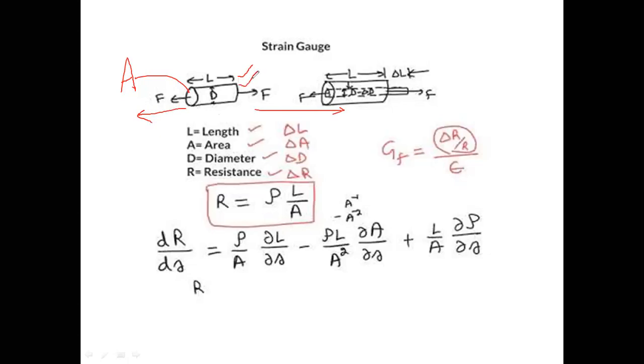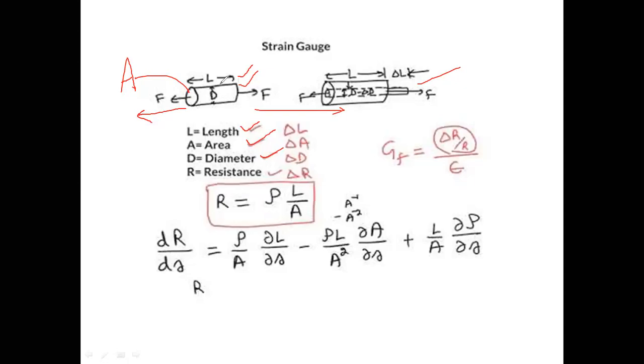If I stretch this strain gauge material, what will happen? The length of wire will increase and the diameter of wire will decrease. Let delta L be the change in length. L is the length, A is the cross-sectional area, and D is the diameter of this strain gauge material. So R equal to rho L by A is the resistance of strain gauge wire.